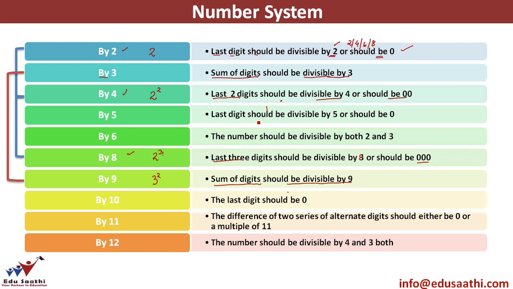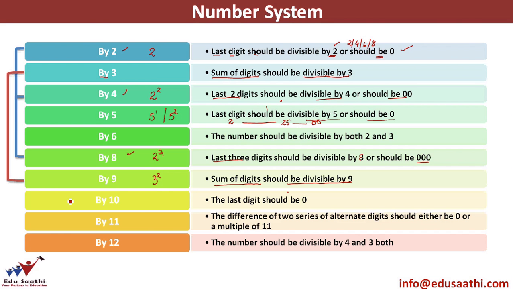Let's look at the case of 5. Last digit should either be divisible by 5 or should be 0. So I will look at only the last digit. If the last digit is divisible by 5 or is 0, the entire number is divisible by 5. Any power of 5 would follow a similar divisibility rule. So if I check the divisibility with 5 square, or 25, I would look at the last 2 digits. The last 2 digits should be divisible by 25 or should be 00. So if I know the basic divisibility rules, I can extend them to the powers.